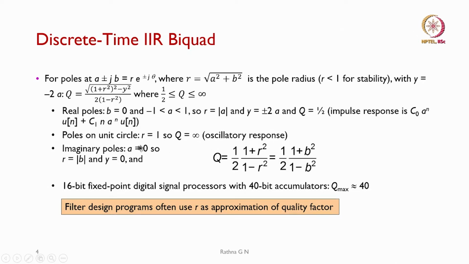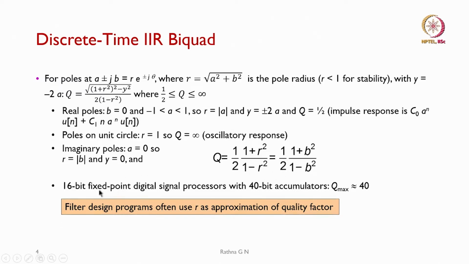For imaginary poles, A becomes 0. Then R becomes the magnitude of B, and Y will be equal to 0, and Q will be equal to half into 1 plus R squared by 1 minus R squared, which is nothing but 1 by 2 into 1 plus B squared divided by 1 minus B squared.